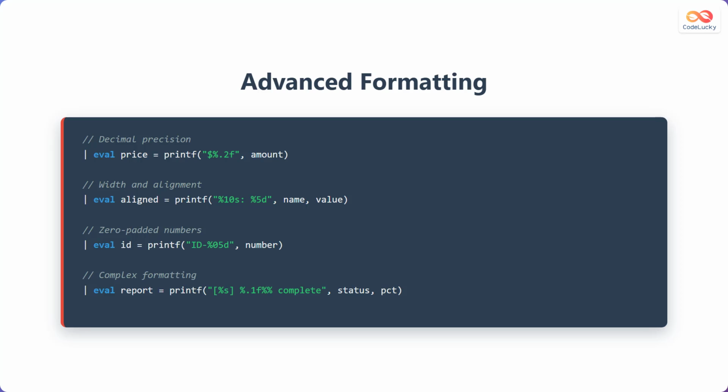Advanced formatting gives you even more control over your output. You can specify decimal precision using %.2f for currency formatting. Width and alignment can be controlled with numbers after the % sign, creating columns that line up perfectly. Zero padding with %05d creates identifiers with leading zeros. Complex formatting lets you combine multiple techniques to create professional-looking reports with status indicators and percentage completion displays.